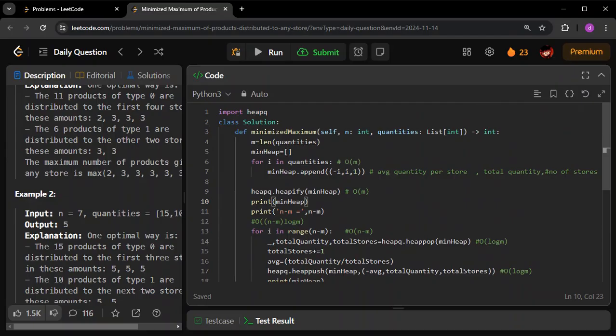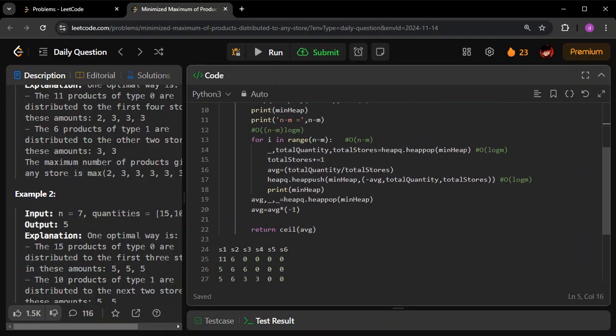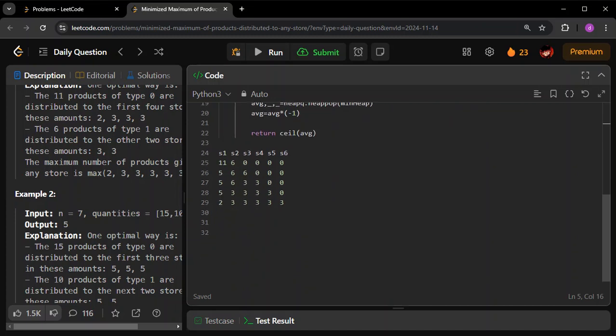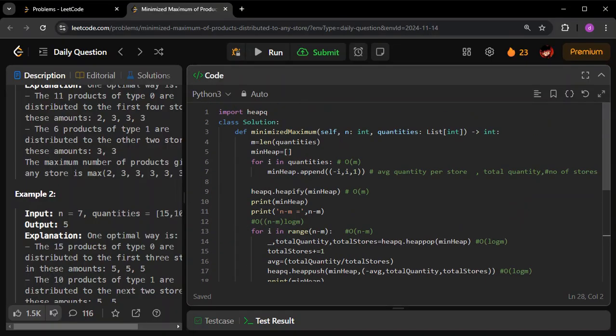So what I'm doing, I'm taking M, which is the length of the quantities. I am taking a min heap, because at each iteration I need to know which is having the highest. If you see here, 11 was the highest, here 6 is the highest, here again 6 is the highest, here 5 is the highest. How do I get to know that? I'm getting to know that through a heap. That is the basic idea.